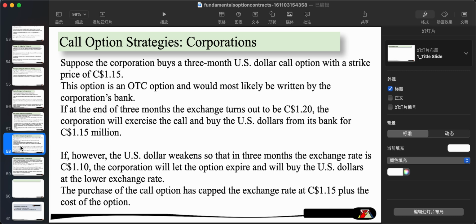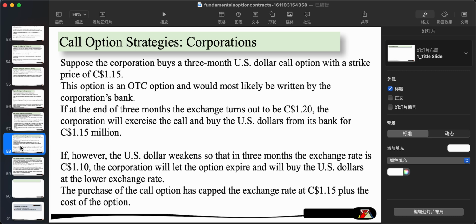Suppose the corporation buys a 3-month US dollar call option with a strike price of Canadian $1.15. So this option is an OTC option and will likely be written by the corporation's bank. If at the end of 3 months the exchange rate turns out to be Canadian $1.2, the corporation will exercise the call and buy the US dollars from its bank for Canadian $1.15 million.